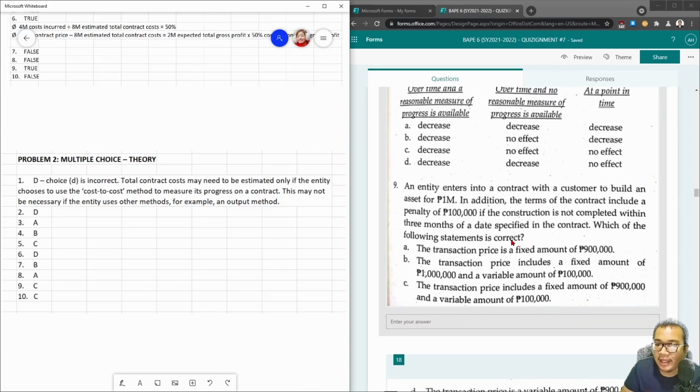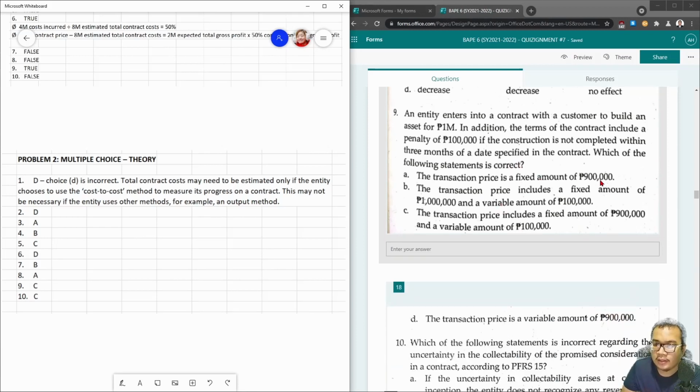Number 9, an entity enters into a contract with a customer to build an asset for 1 million. In addition, the terms of the contract includes a penalty, so may variable consideration tayo. Includes a penalty of 100,000 if the construction is not completed within 3 months of the date specified in the contract. Which of the following statements is correct? Transaction price, a fixed, hindi. The transaction price includes a fixed amount of 1 million, variable, hindi. The transaction price includes a fixed amount of 900 and a variable amount, so letter C.